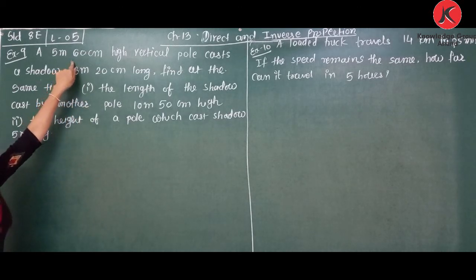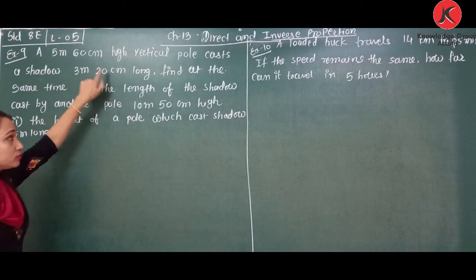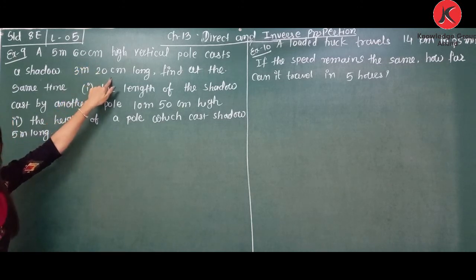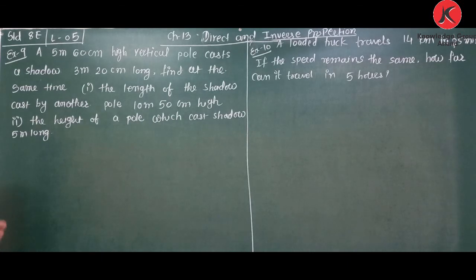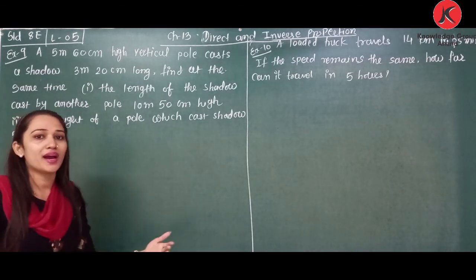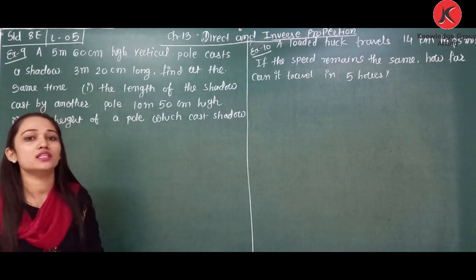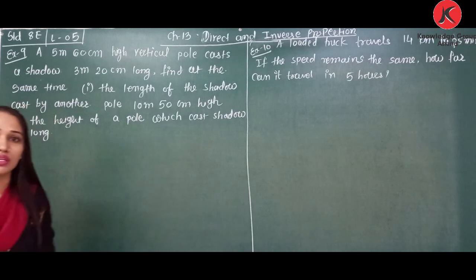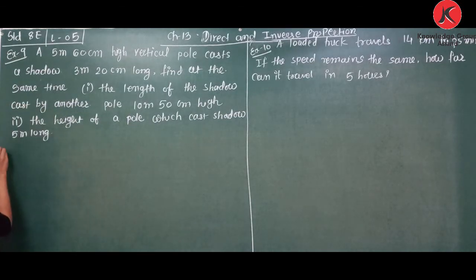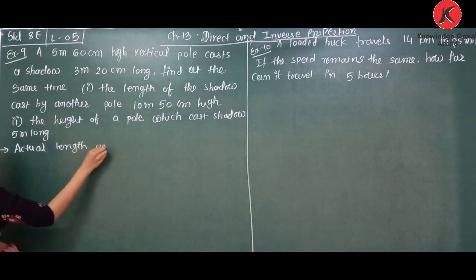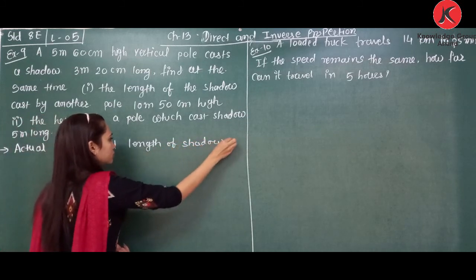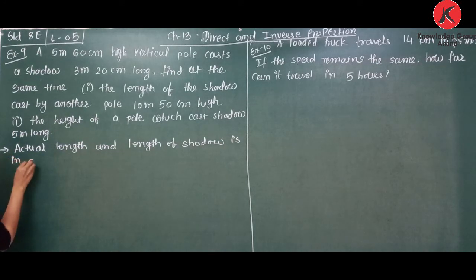Again, this is the length of pole and this is the length of shadow. So if length of pole is increased, shadow length is increased, and if length of pole is decreased, shadow length is also decreased. So this will be in a direct proportion, because if we stand together, then the length of my shadow will be larger than the length of your shadow, because your height is smaller than mine. That's why if the length is increased, shadow length is also increased, and if length is decreased, shadow length is also decreased. So we can write here: actual length and length of shadow is in direct proportion.